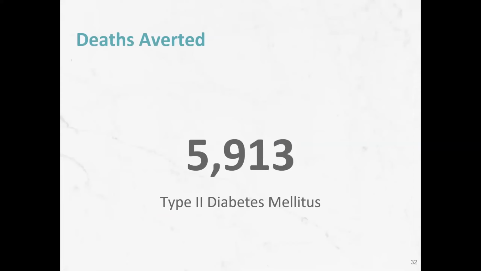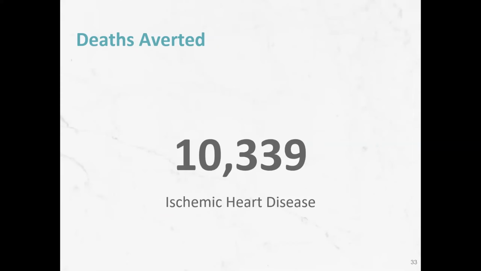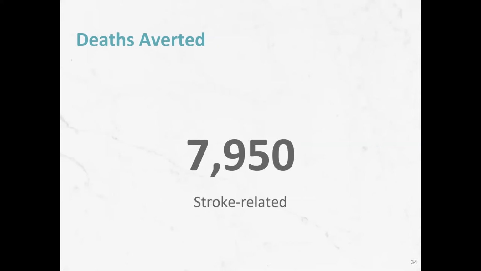So we estimated there will be a total reduction of 5,913 deaths over 20 years. So this is about 300 deaths per year. In terms of percentage reduction, it's about 1% reduction in annual deaths due to type 2 diabetes. For IHD, we had about 10,000 deaths reduction. It's about 0.5%. And for stroke-related deaths, we had a reduction of about 400 deaths per year, or a total of 8,000 deaths. And this also is about 0.6% of the total reduction in deaths.